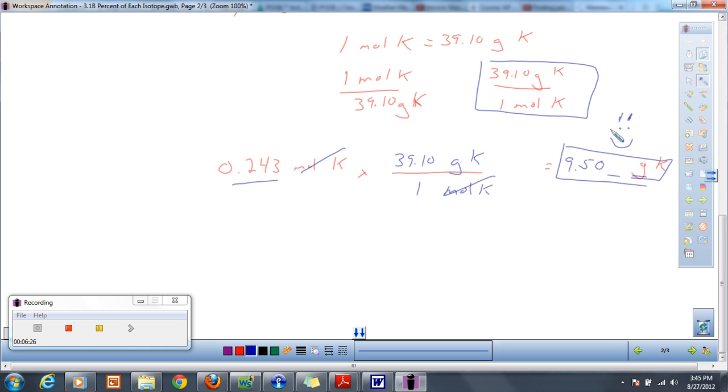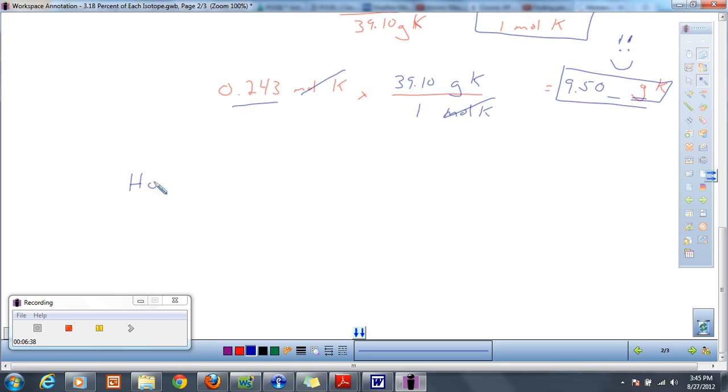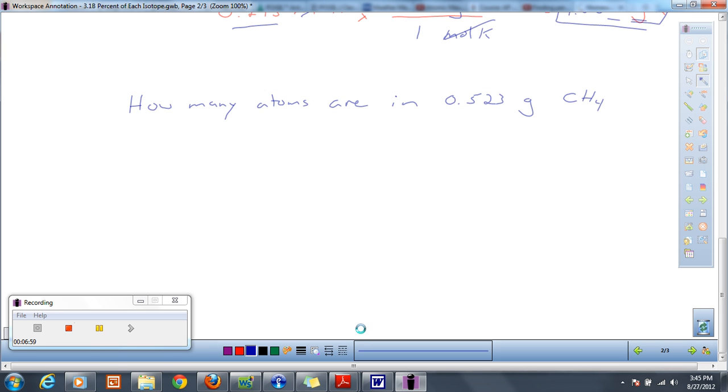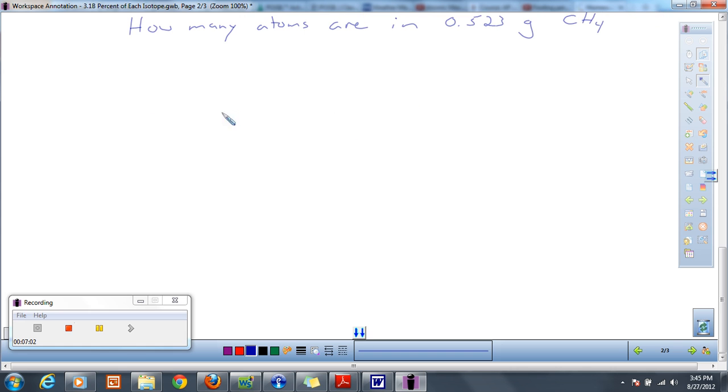All right, let's try another problem. How many atoms are in 0.523 grams of methane, CH4? All right, so in order to solve this problem, you probably want to understand this model.